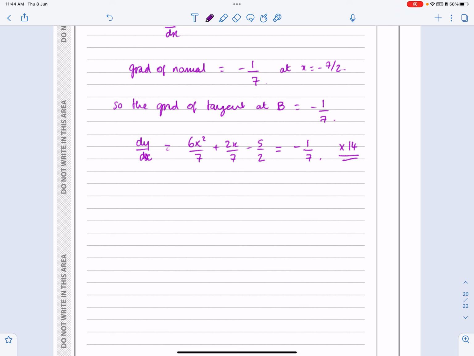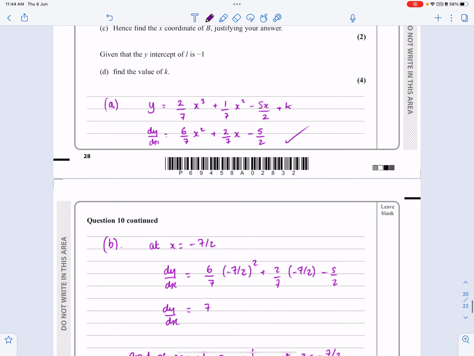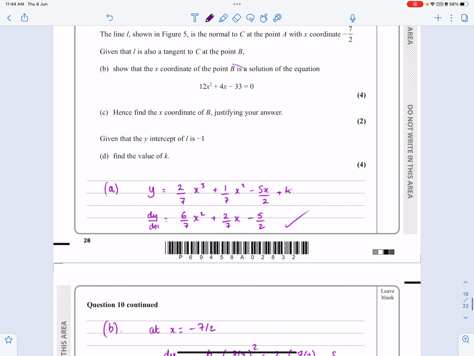So I get 2 lots of 6x squared, that's 12x squared. 2 lots of 2x, that's 4x. 7 lots of 5, that's 35, is equal to minus 2, which then is 12x squared plus 4x minus 33 equals 0. Yeah, that works out to be, sorry, I did that a bit quick. That's working out to be equal to that bit.